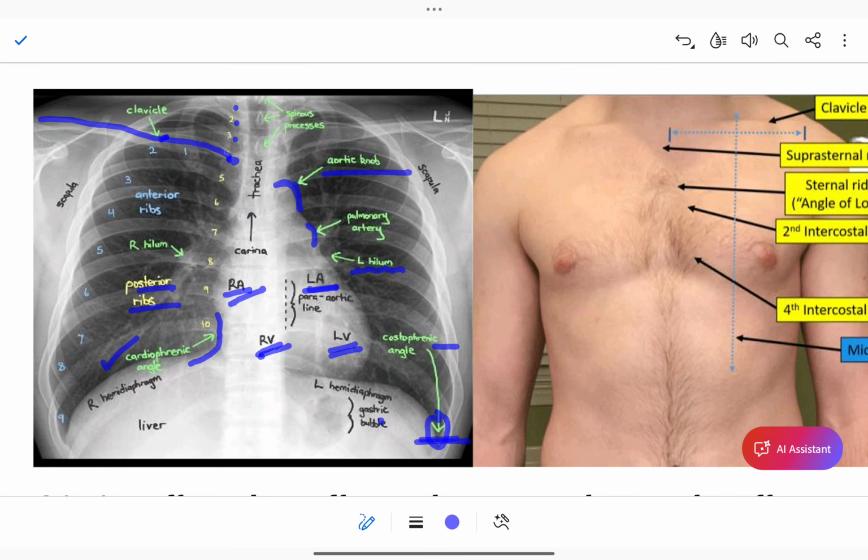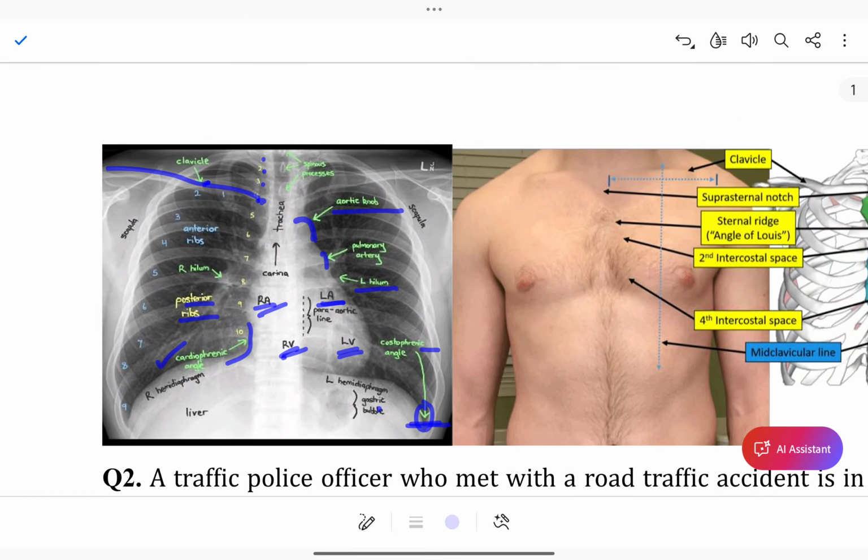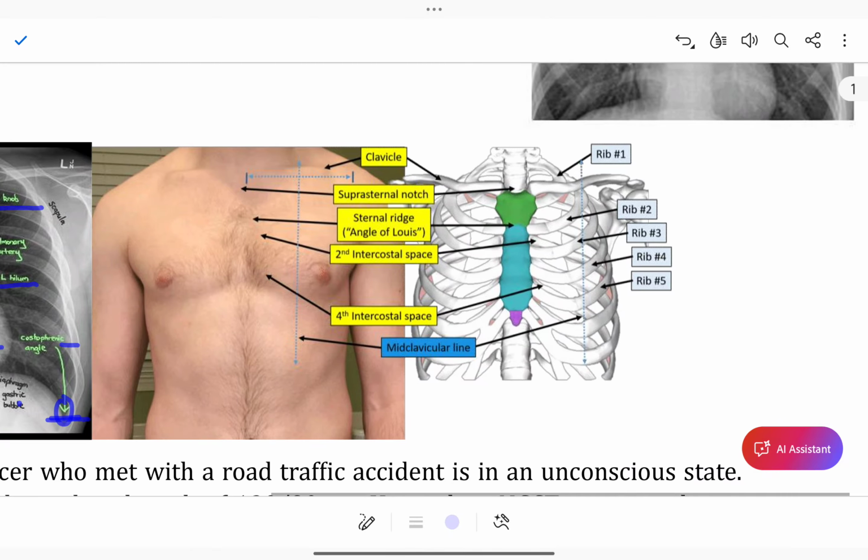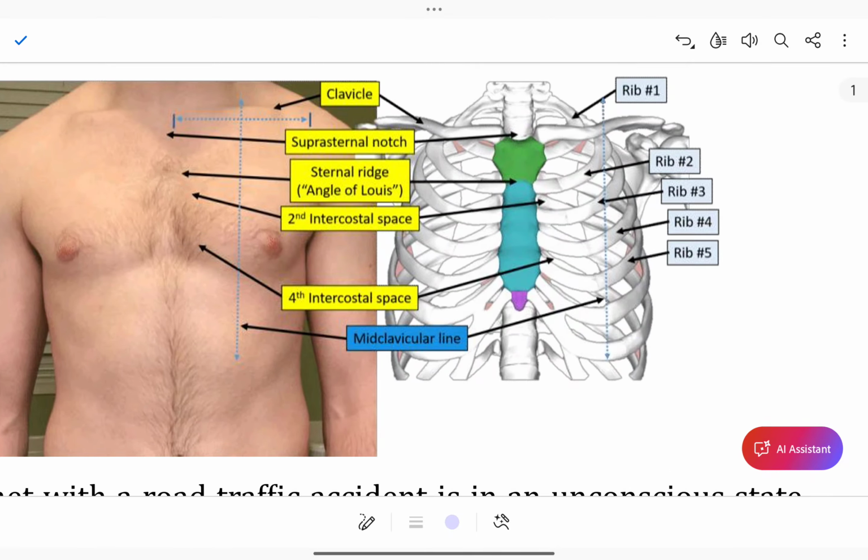Now come to our points. First of all, I will also explain this picture. This is the first rib, then the second rib, third rib. Here is the fourth rib, fifth rib. This is the mid-clavicular line. Why is it the mid-clavicular line? Because this line is in the middle of the clavicle.